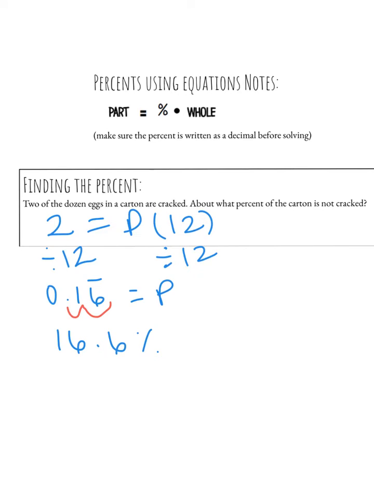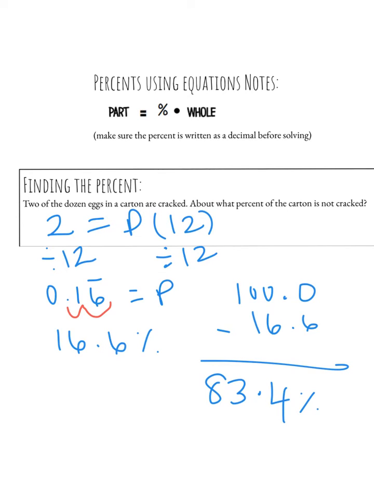Now, the question asked about what percent of the carton is not cracked. So we solved that 2 out of the 12 eggs were cracked, which was 16.6%. And we want to know what portion is not cracked. So if 16.6% is cracked, that means that we would have to subtract that from 100% to figure out what portion of the eggs are not cracked. So 100 minus 16.6 is going to give us 83.4%. So 16.6% is cracked and 83.4% is not cracked.